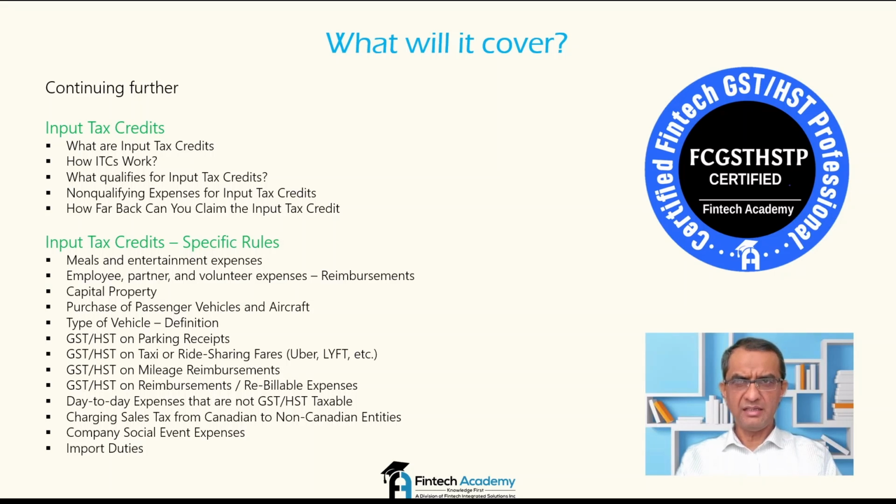specific rules about ITC. We'll take scenarios like meals and entertainment expenses, how much you can claim as an input tax credit, and employee, partner, and volunteer expenses reimbursement. How does the tax credit apply on that?